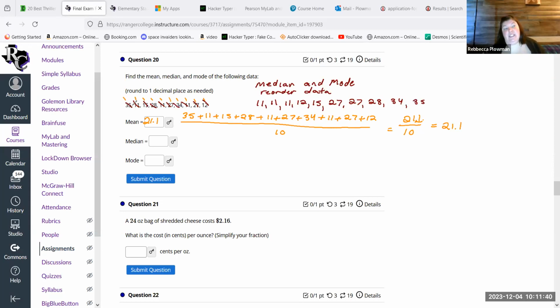So because we know we had 10 numbers, I always suggest when you reorder, just count to make sure you still keep the same amount of numbers. So I got 1, 2, 3, 4, 5, 6, 7, 8, 9, 10. And this is just a way to double check that you didn't make a mistake and miss something you needed. Because occasionally you miss out a number in here, and counting it will let you know that you missed it. So median is the data in the center.